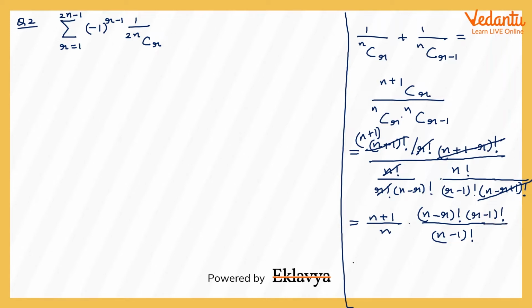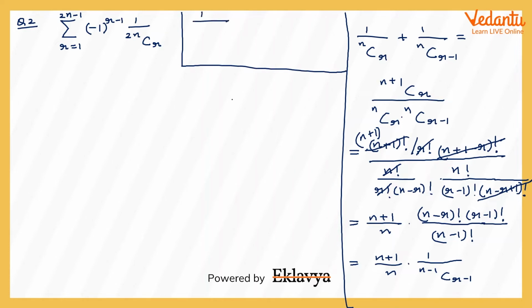So you can see we are getting n plus 1 upon n into 1 upon n minus 1 cr minus 1. Okay, so let me write this result separately here, that 1 upon, let me write n minus 1 cr minus 1 here. This will be equal to n upon n plus 1 into 1 upon ncr plus 1 upon ncr minus 1. Okay, this is what we will get. Okay, now I am going to use this result here also.